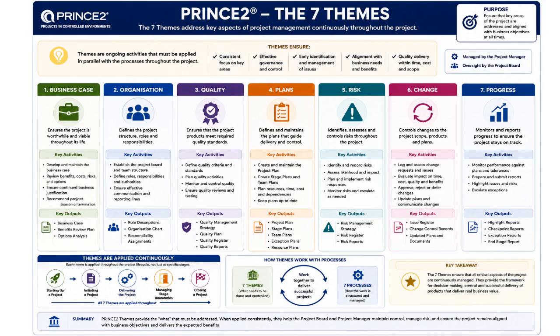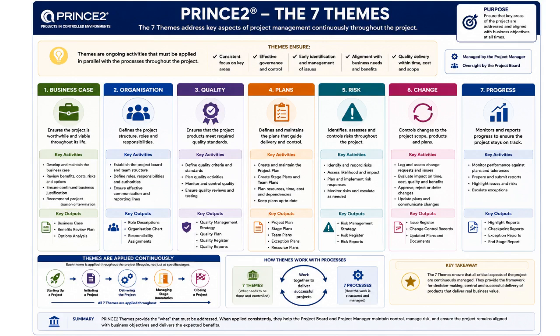The third theme is quality. PRINCE2 places strong emphasis on quality management to ensure that products and deliverables meet agreed standards and stakeholder expectations. This theme focuses on defining quality criteria, conducting reviews, testing outputs, and ensuring that products are fit for purpose before acceptance.